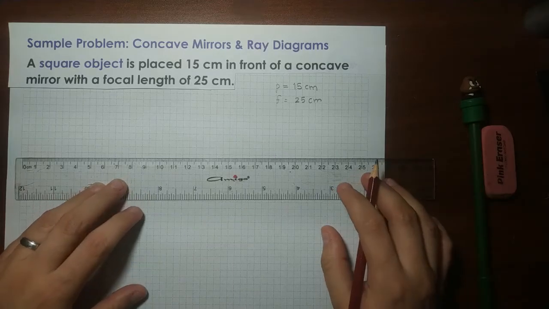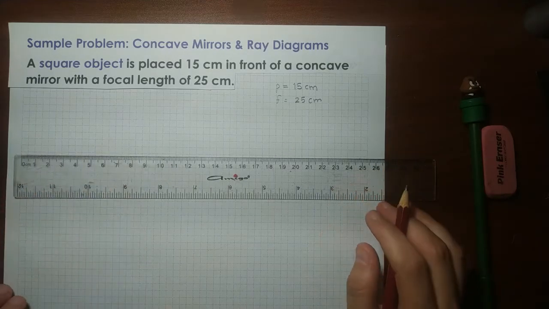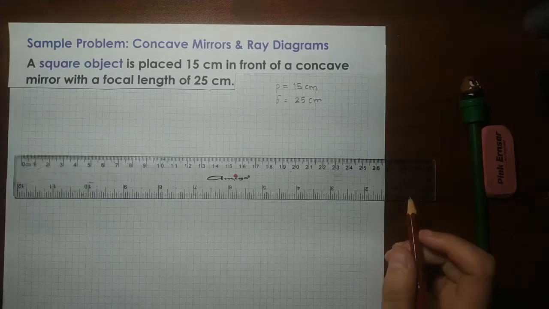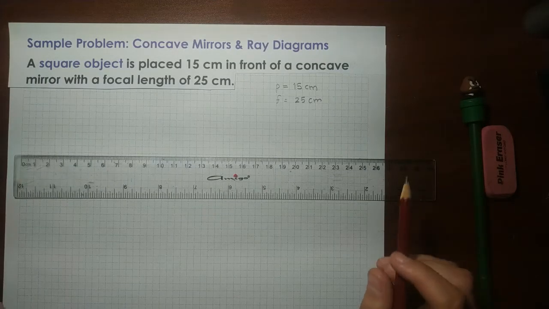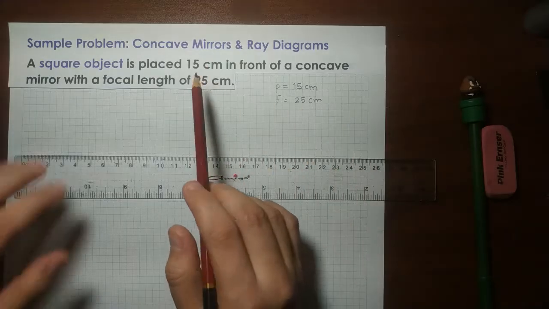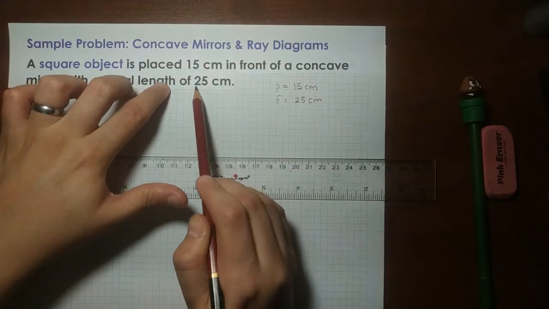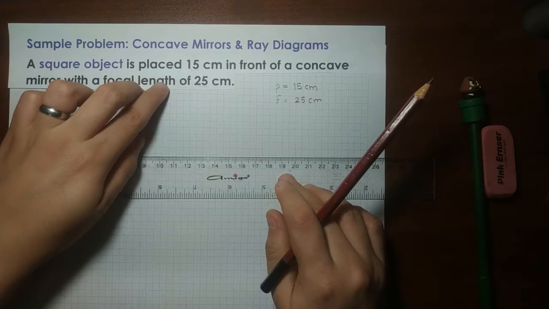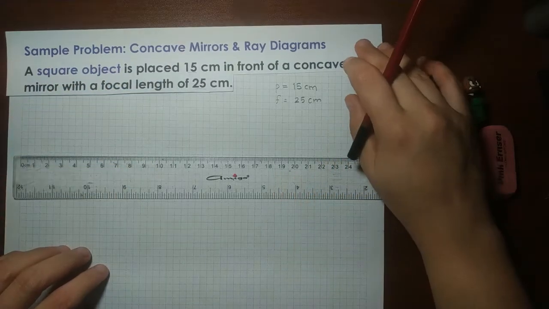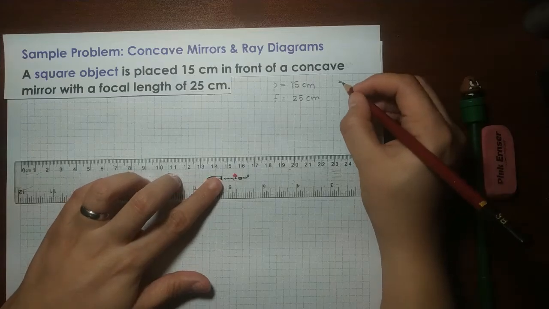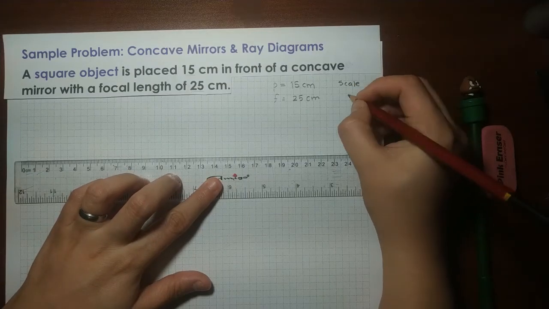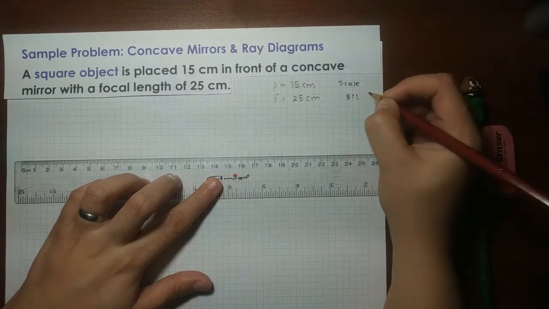Now I didn't specify the scale, but as I am seeing, both numbers are multiples of 5, so I will use 5 as a scale. My scale for this problem will be 5 to 1.